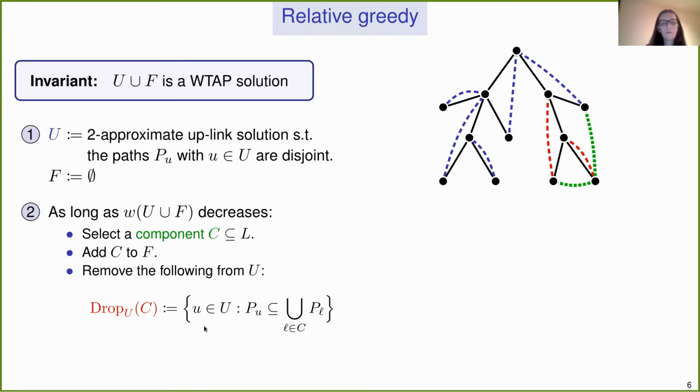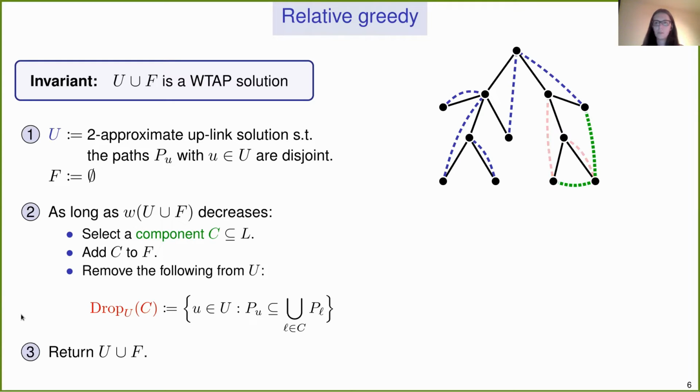The links we remove are those that are contained in the set drop of the component. This drop set consists of all the uplinks in U that cover only edges of the tree that are also covered by our component C. So these are uplinks in U that clearly become redundant once we add the component C, and those will be removed from our solution. And then we just iterate this process of repeatedly selecting a component, adding it, and removing redundant uplinks from U, as long as the weight of our solution decreases.